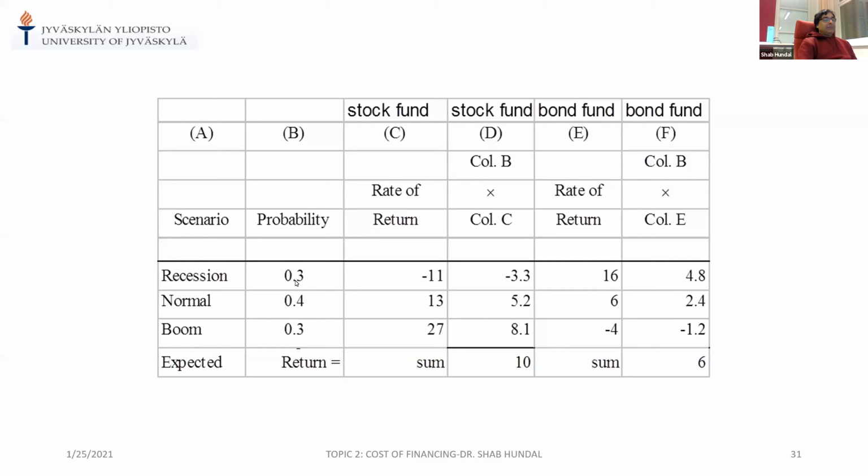And similarly, when you multiply probability with the respective rate of return of the bond fund, you find another column. And when you add it up, it shows you a 6% expected return on the bond fund. 6% on the bond fund, 10% on the stock fund. And now we keep the 60-40 ratio the same, we don't change it. When you multiply 0.6 on 10% and 0.4 on 6%, you get 6% from here and 2.4% from here. And when you sum it up, it becomes 8.4%.